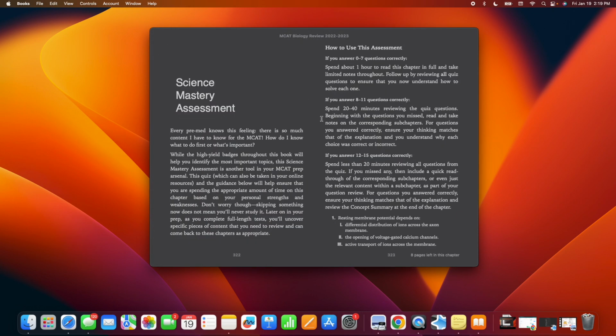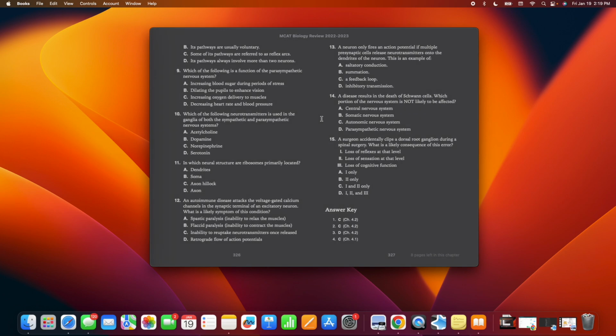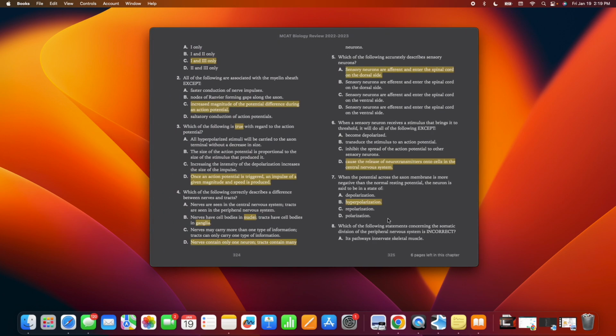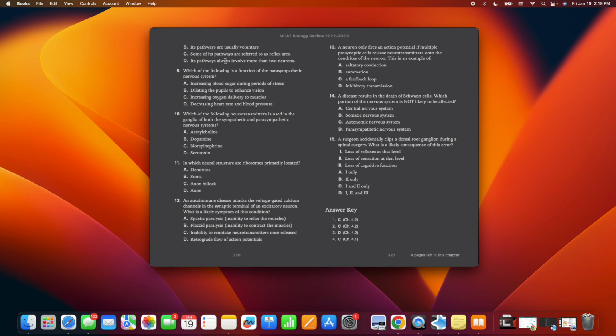But what's happening here? Yeah, so I will go with reflex arcs. I think that's with the autonomic system. So, yeah. I will go with that.